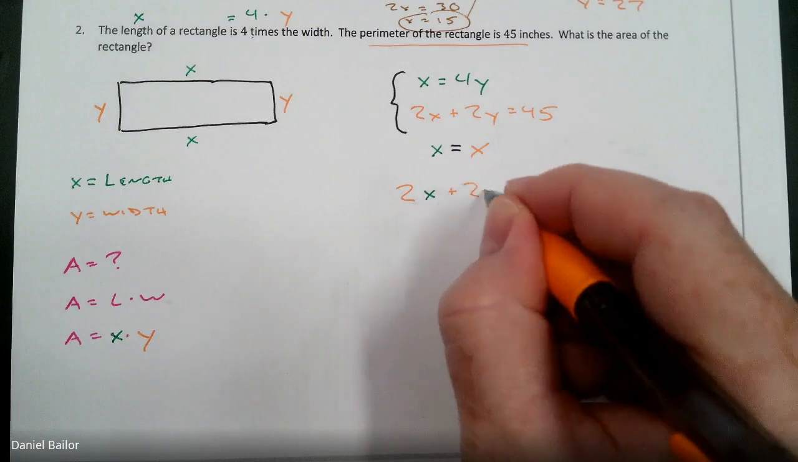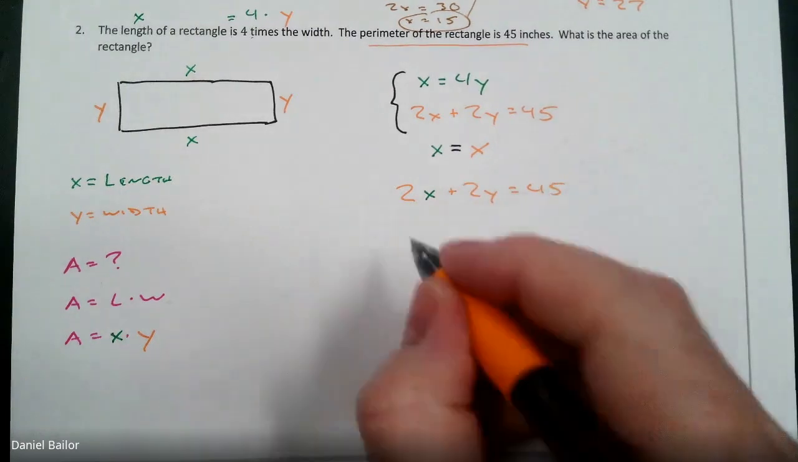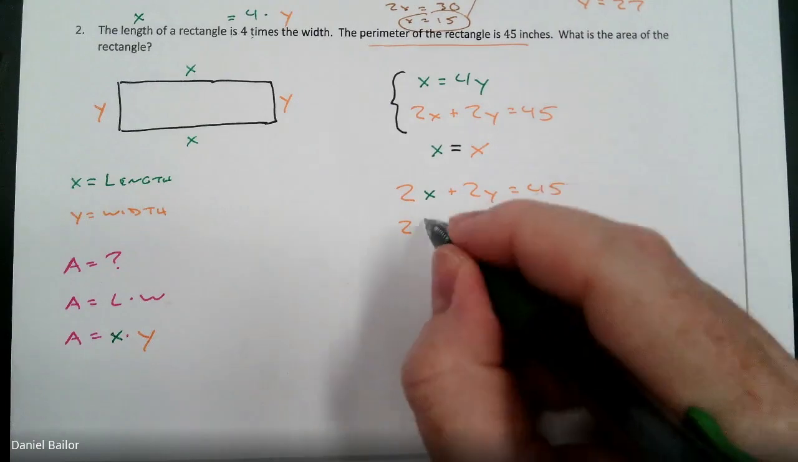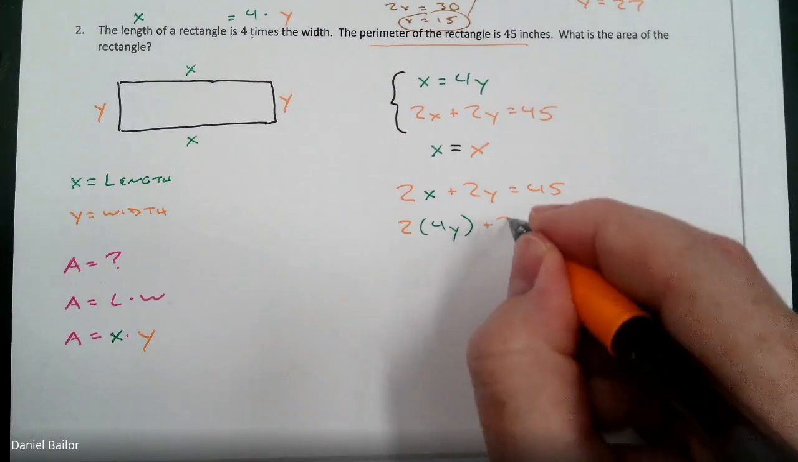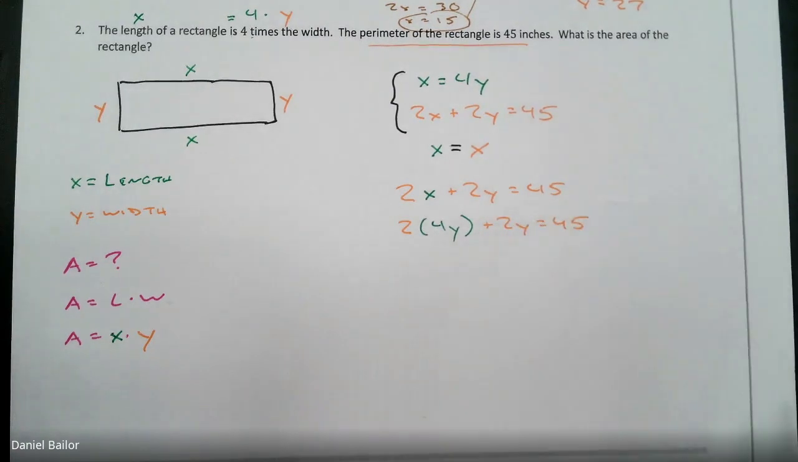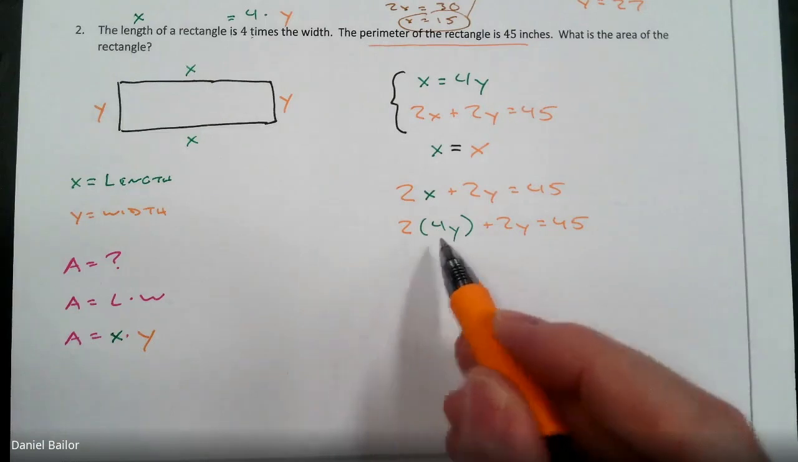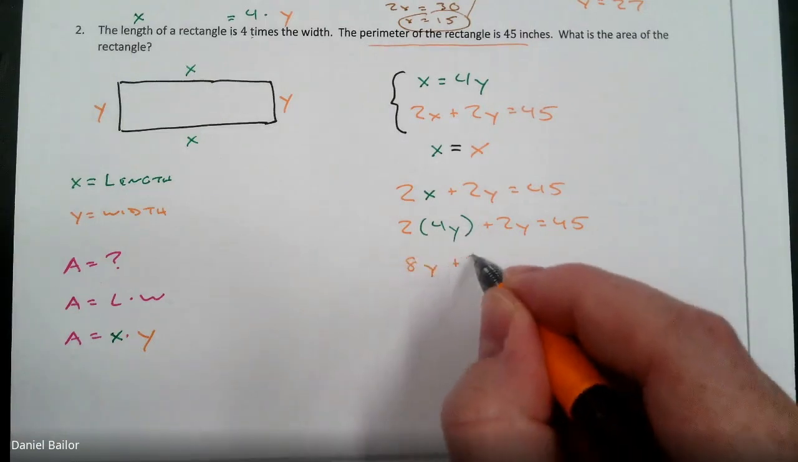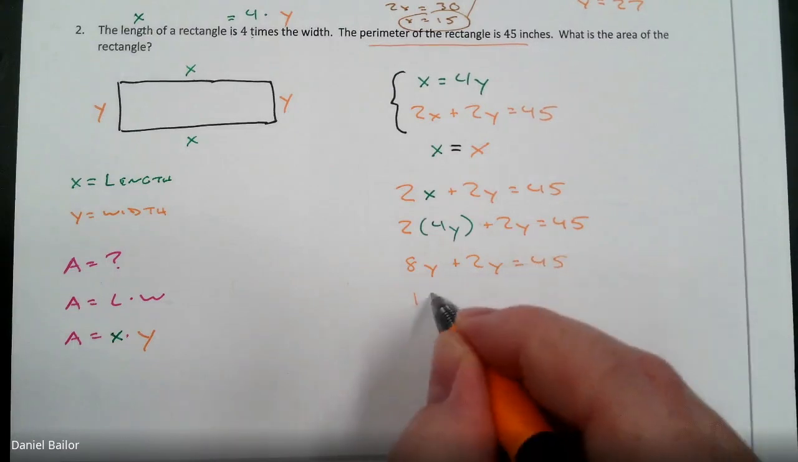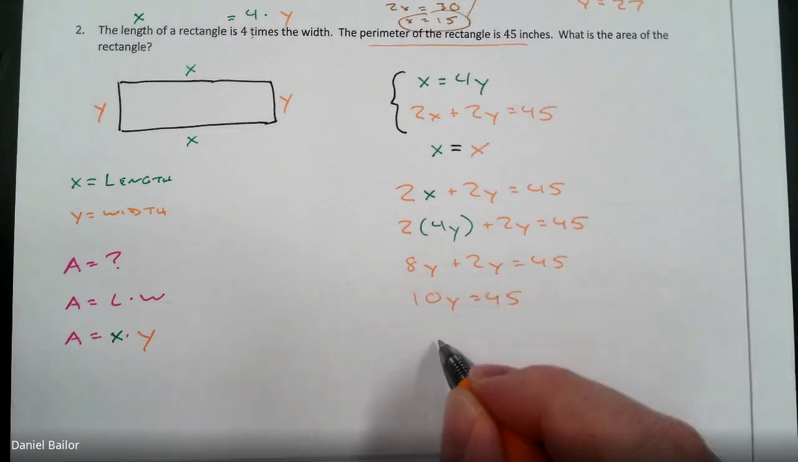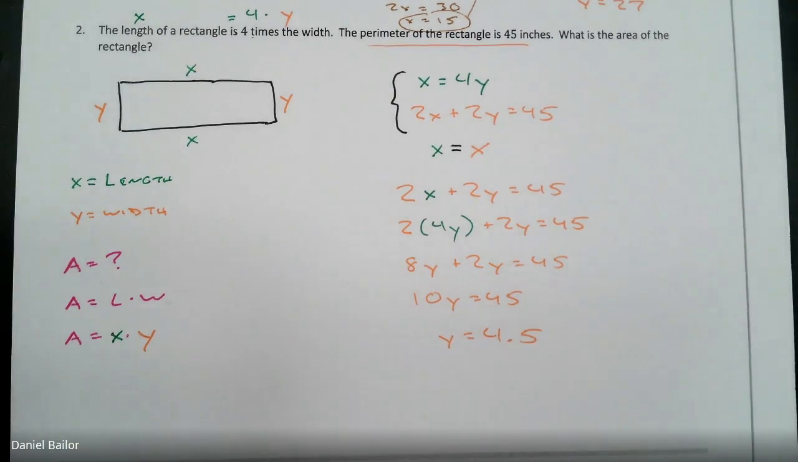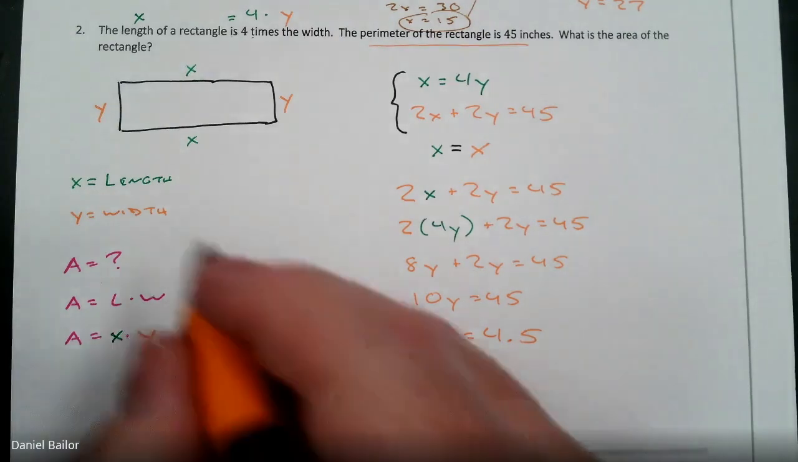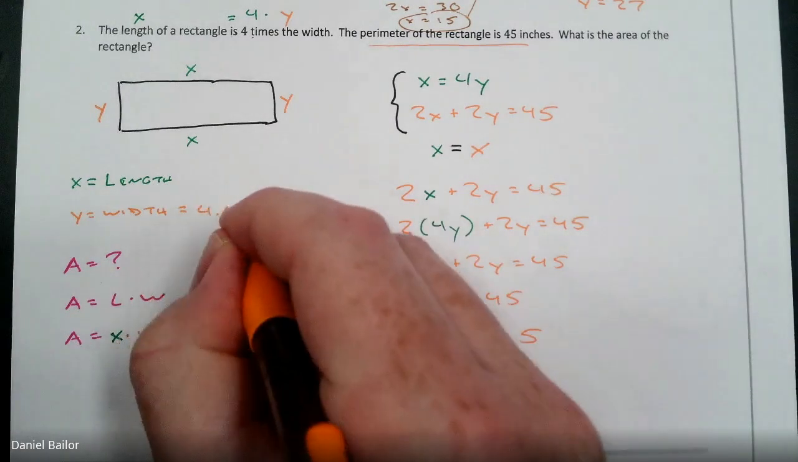2x plus 2y equals 45. So I get 2, and remember the green x means 4y, plus 2y equals 45. Well, 2 times 4y is 8y, plus 2y equals 45. So that's 10y equals 45. Divide by 10, y is 4.5. Easy enough. So y, the width, is 4.5 inches.